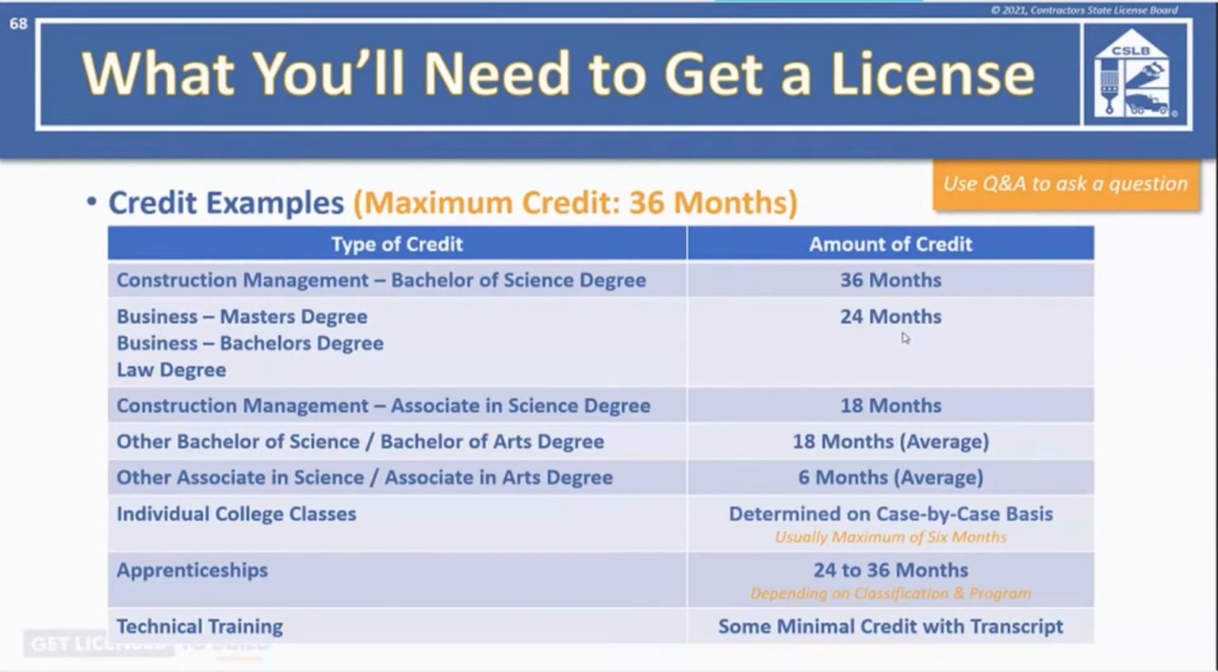Does a master's degree in a non-construction related field provide any benefit for educational experience? If it's not construction related, would it provide any benefit? Yes, please submit. You will get something for it.